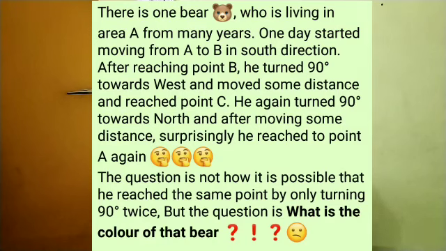Then you think, how is it possible that he can reach the same point by turning only twice by 90 degrees? But the question is, what is the color of that bear? Before answering this question, we will see what a three-sided square is and what spherical triangles are. Some days ago, I uploaded a video on the three-sided square, but didn't give any explanation of why this is possible. But today, we will see how it is possible.